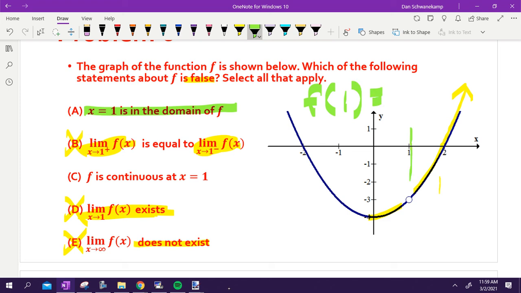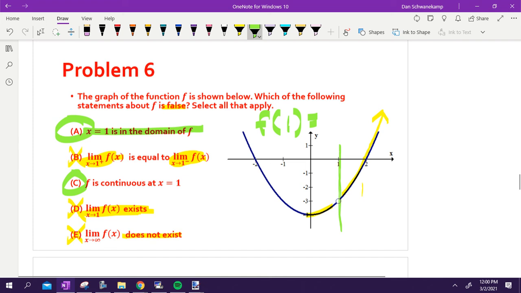It doesn't exist. There's nothing here. So f of 1 is not in the domain because it does not exist. So A is one of my answers. Am I continuous at 1? Definitely not continuous at 1 because there's a big old open hole. So it is A and C. Those were the two I was looking for.